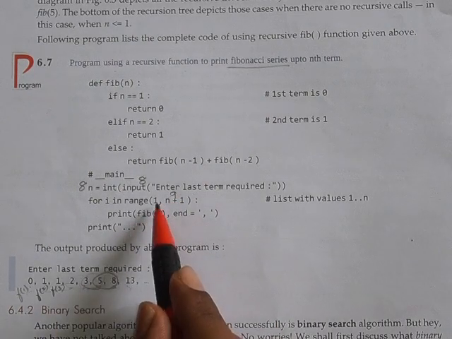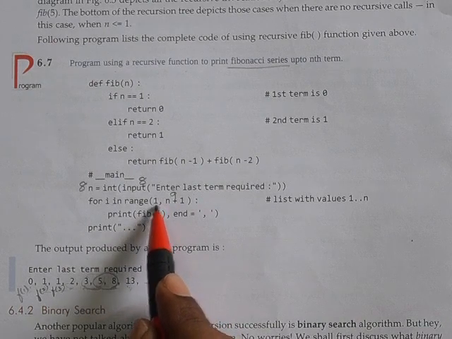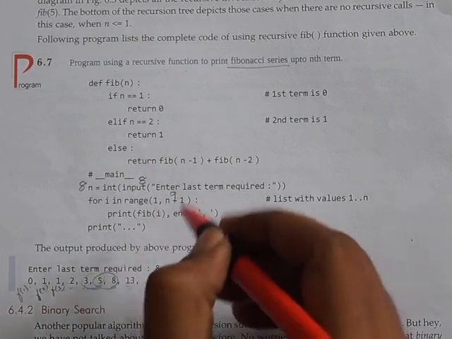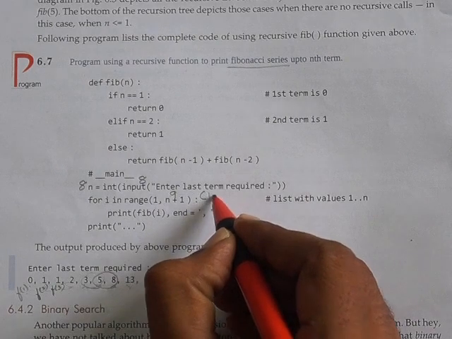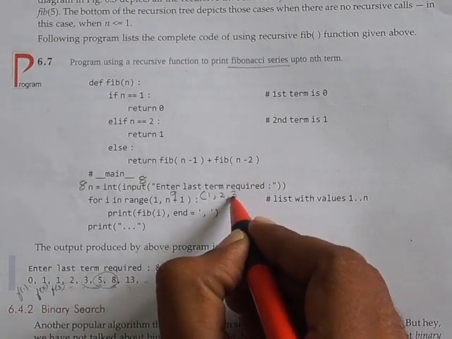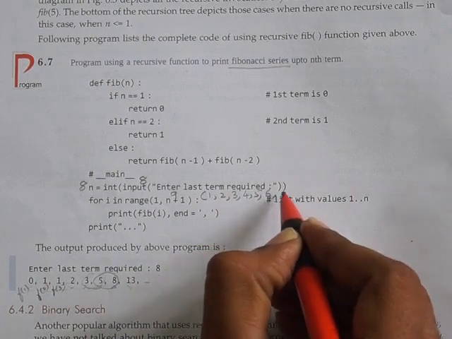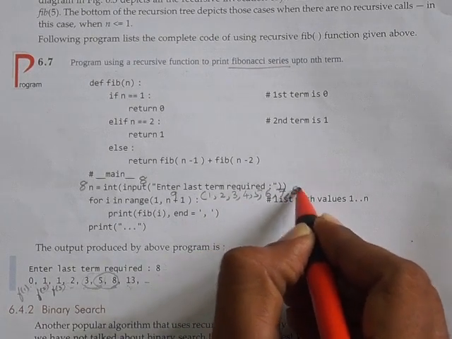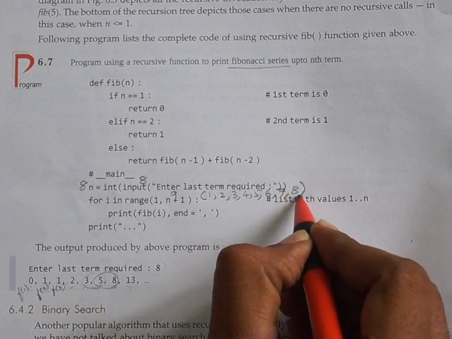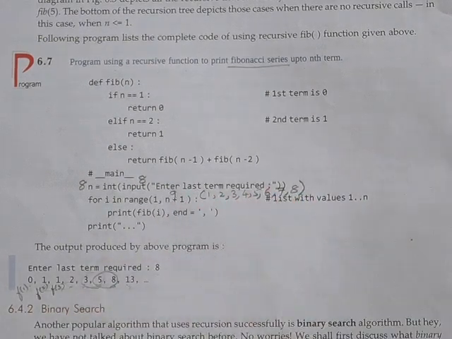Starting from 1 and the stopping end is 9, which means it is nothing but 1, 2, 3, 4, 5, 6, 7, 8. 9 won't come because 9 is the stopping end, right? Okay.